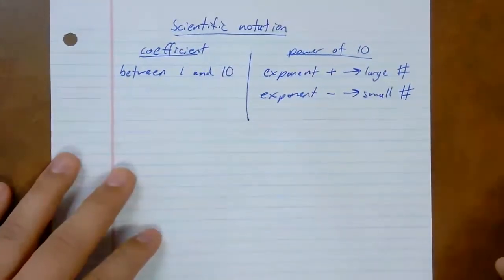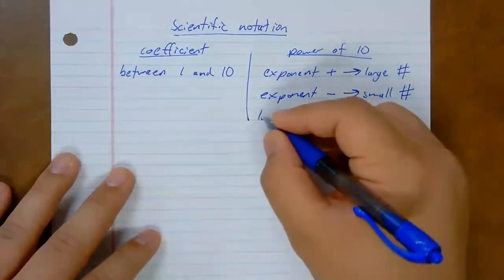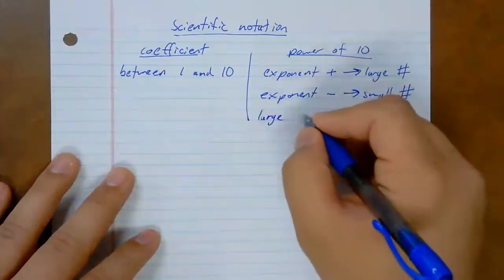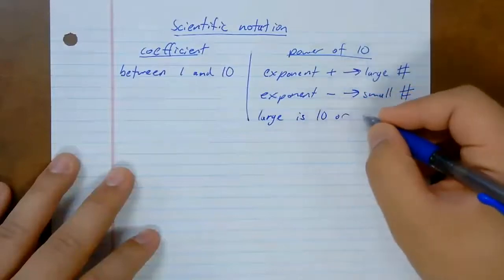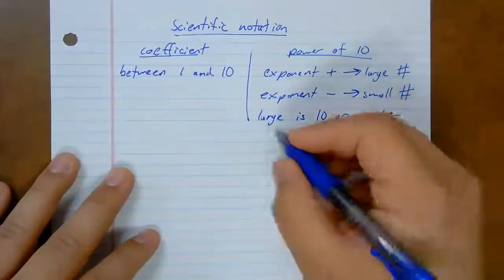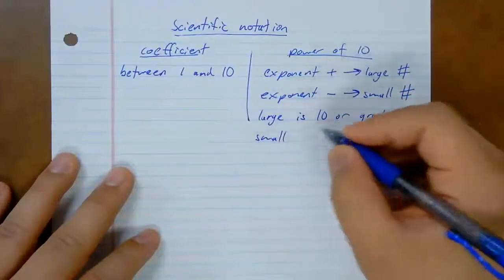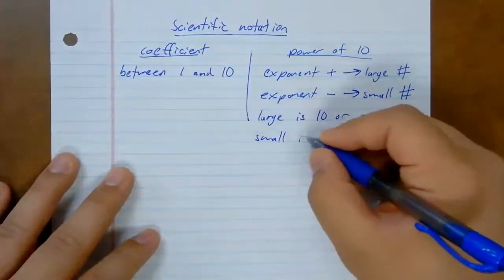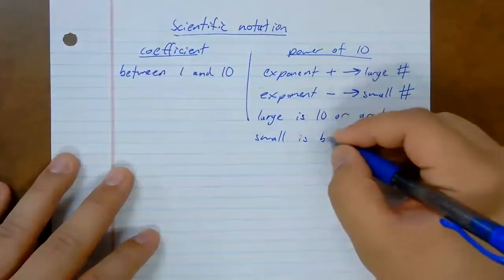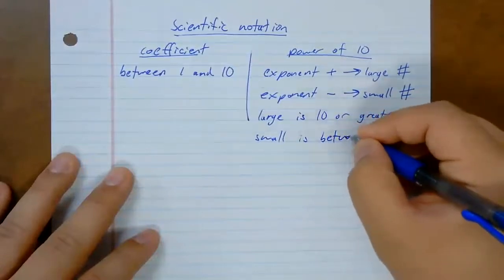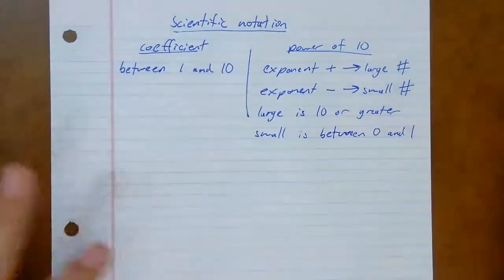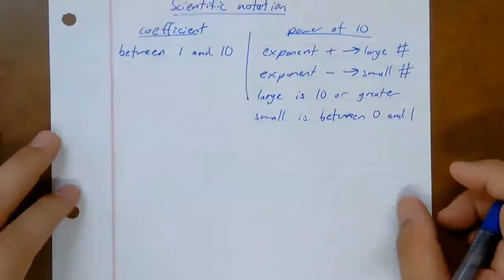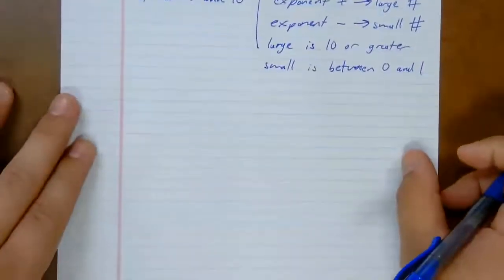Okay, let's define what is and what is not a large number. A large number is 10 or greater, or a small number is between 0 and 1. So let's identify if something is in scientific notation or not.